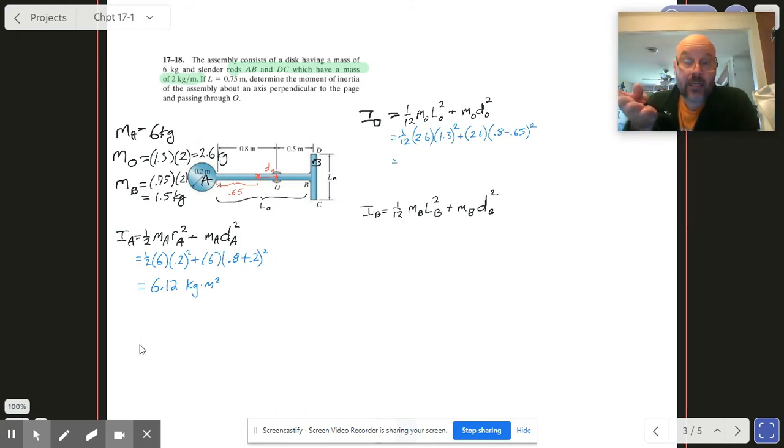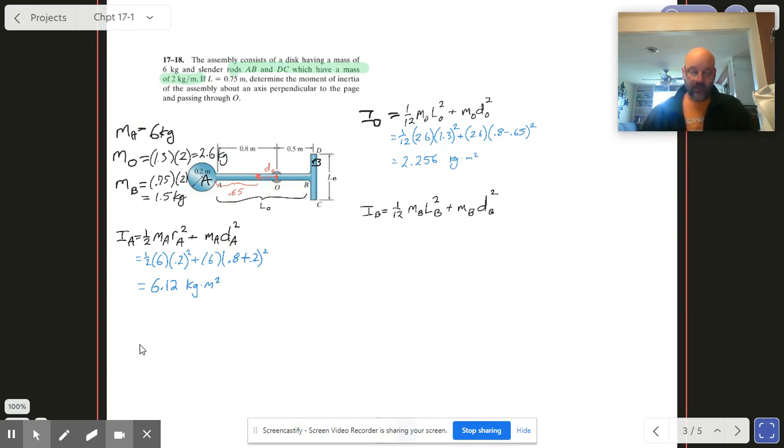Now, pause here and make sure that you understand how we came up with 0.8 minus 0.65. Because when I do this in class, there's usually some questions about how I came up with that. So go over that, back it up, play it again if you need to. Make sure that that's solid in your head, because it's a pretty important bit. Well, when I run those numbers, which I did earlier, you get 2.256. And again, kilogram meters squared.